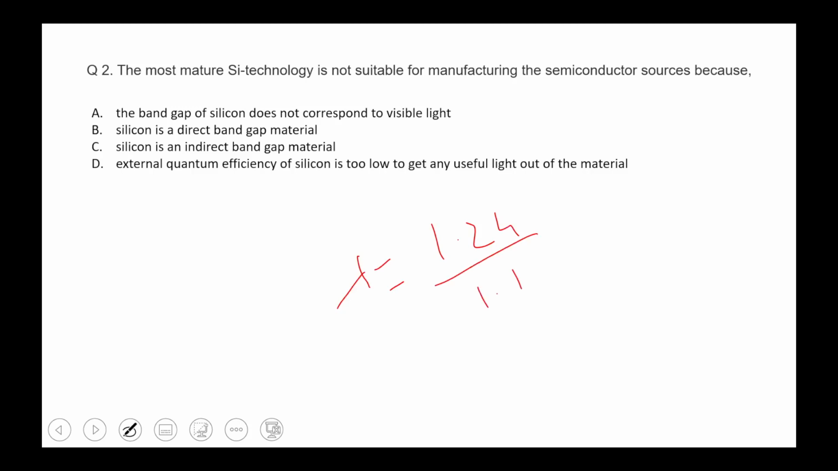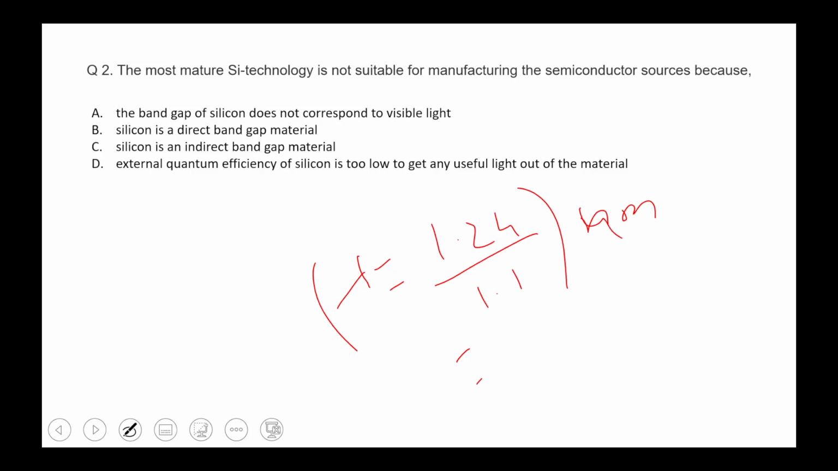1200. This is in micrometers, not nanometers. This formula is valid for micrometers. So you can calculate nanometers also, no problem.